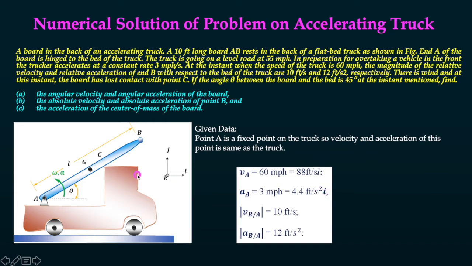The relative velocity of this board is also given as 10 feet per second. Now the acceleration is 12 feet per second square. So all these are the given data, and this particular data, this velocity and acceleration, is true for an instant only.